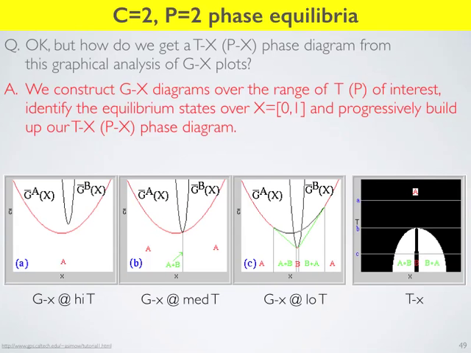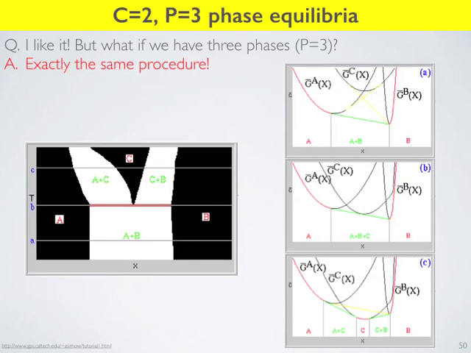Okay, so let's look at another example where we have three phases. So two components, three phases. Does the same thing work? Absolutely it does. And so let's imagine that we have three of these Gibbs parabolae. How would we analyze this to make a three-phase, two-component phase diagram? So we're interested in making this Tx plot. So we're going to take some temperature sections and do our Gibbs analysis at temperature A, B, and C. So what do those curves look like?